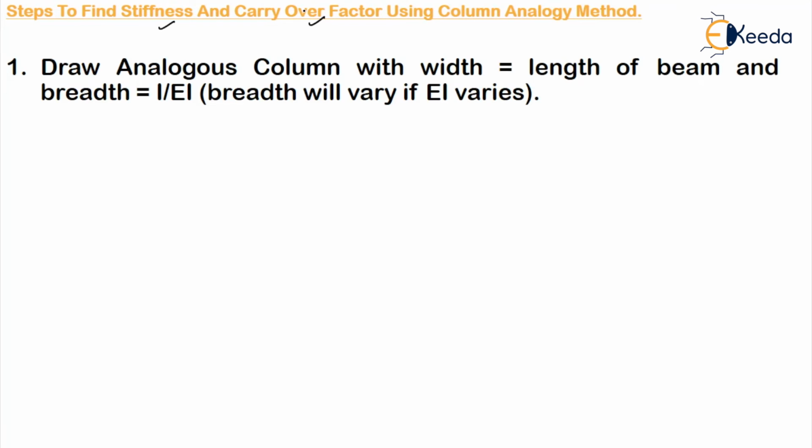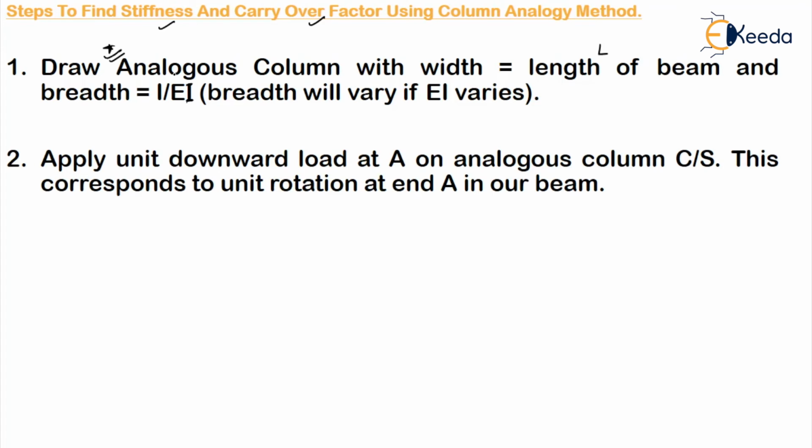So first what you have to do, you have to draw your analogous column. By now you know how to draw your analogous column. So what is analogous column? The width will be equal to the length of the beam, that's nothing but your L, and the breadth will be equal to 1 by EI. So breadth will vary if EI varies. Is it clear? So if there is 2 EI, it will be 1 by 2 EI. It's like that. So that's your first step.